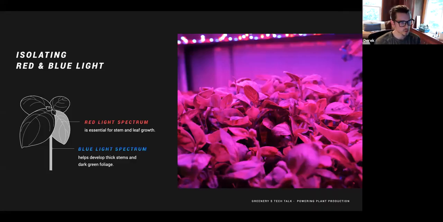Now, blue light, which is naturally more prevalent in the winter, triggers a different hormone. This hormone slows stem and leaf growth as it does not protect the chlorophyll in the same way as the hormone triggered by that red light. Now, this seems probably pretty counterintuitive. Why would you want to slow down the rate of growth? Yet it's hugely important in creating more dense and vibrant crops, especially when growing certain things like leafy greens, your lettuces, your herbs, your brassicas.